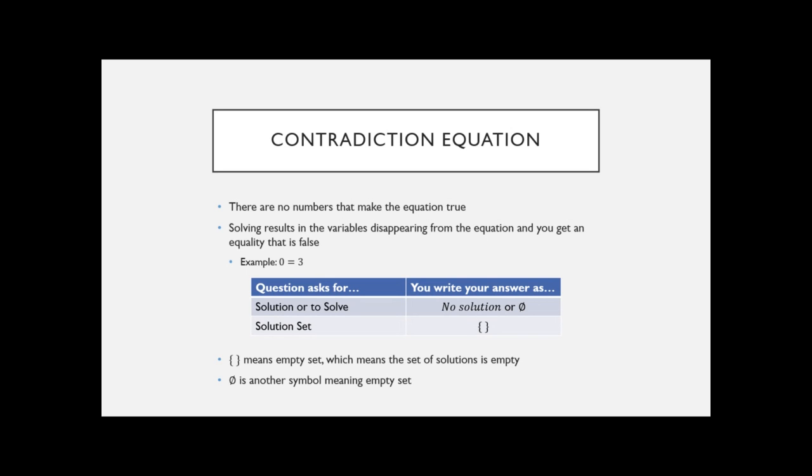There's a symbol here. It's basically a 0 with a slash through it, and that means empty set. So that means that there's no solution. There's no numbers that are in the solution set. Otherwise, if it asks for the solution set specifically, you just leave it blank and you just have the curly braces with nothing inside. So those are shorthands for writing no solution, because it's easier to write a 0 with a slash through it.